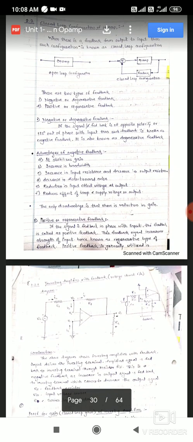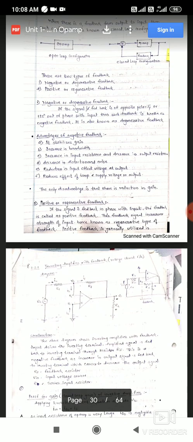The only disadvantage is that it reduces the gain. In open loop the gain is very high, which is not actually required, but that can be reduced by using negative feedback. There are a number of applications using negative feedback, which we can discuss in unit number 3 and 4.